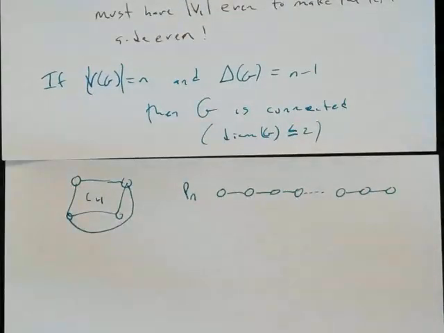But what if I looked at vertices that weren't adjacent? What if instead of just looking at one vertex and 1 degree, what if I looked at 2 vertices that were not adjacent and I asked about their degrees?